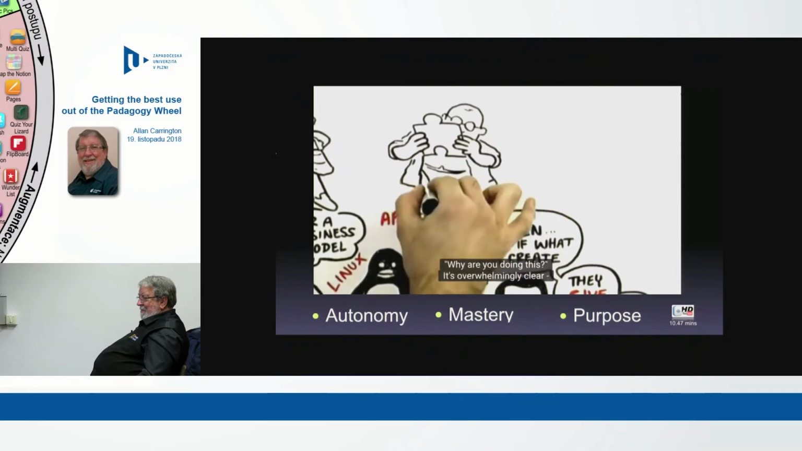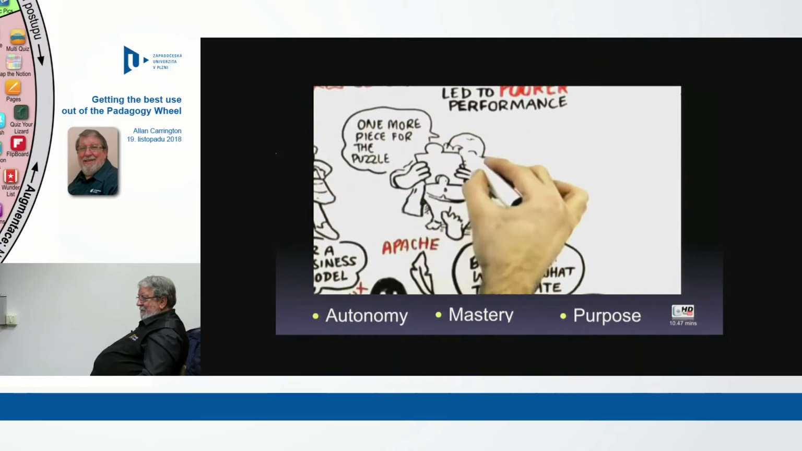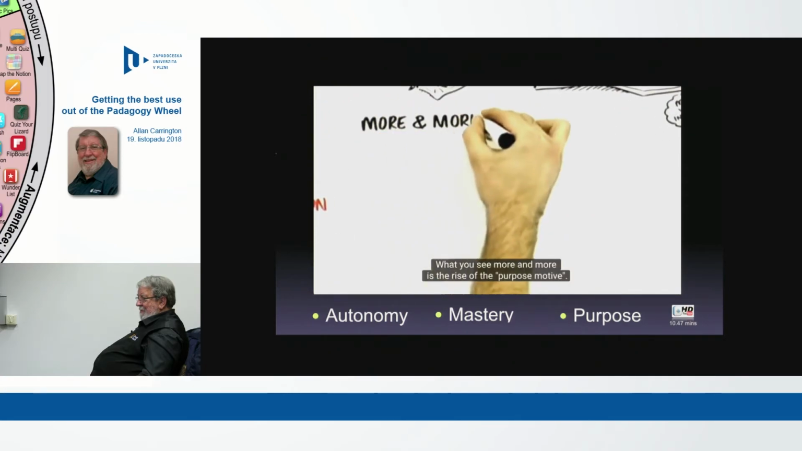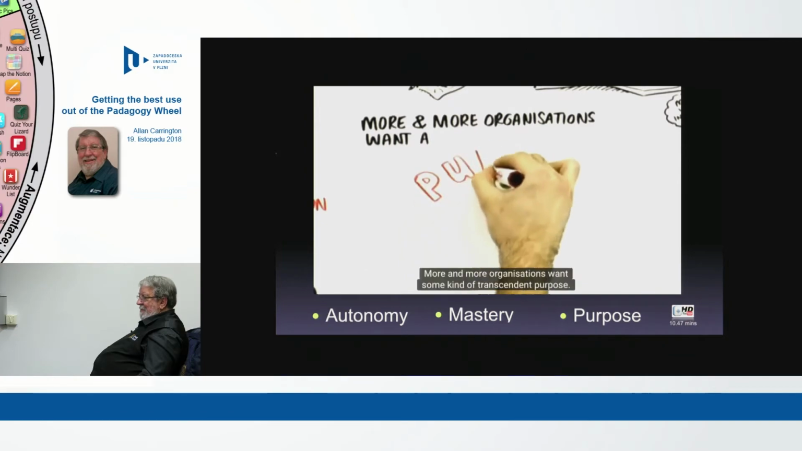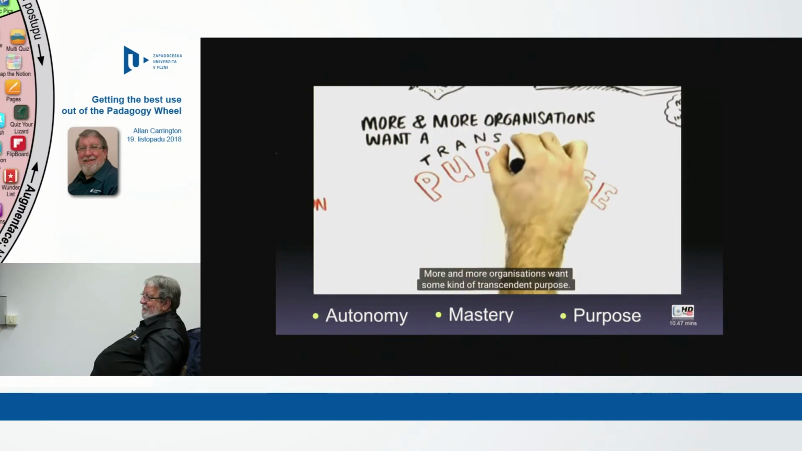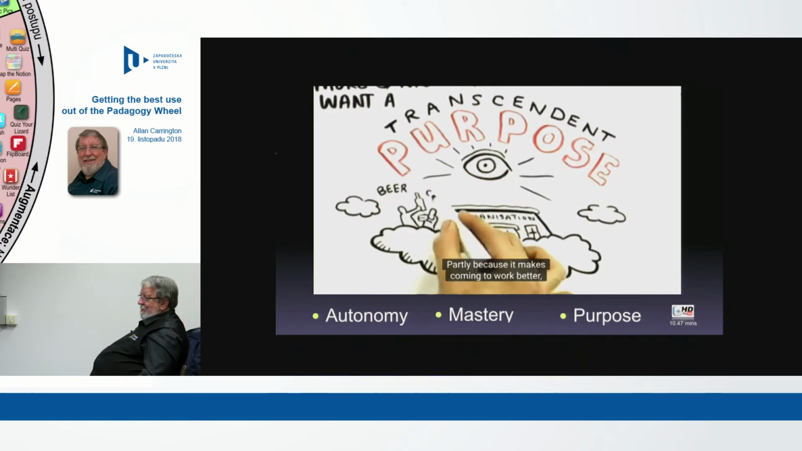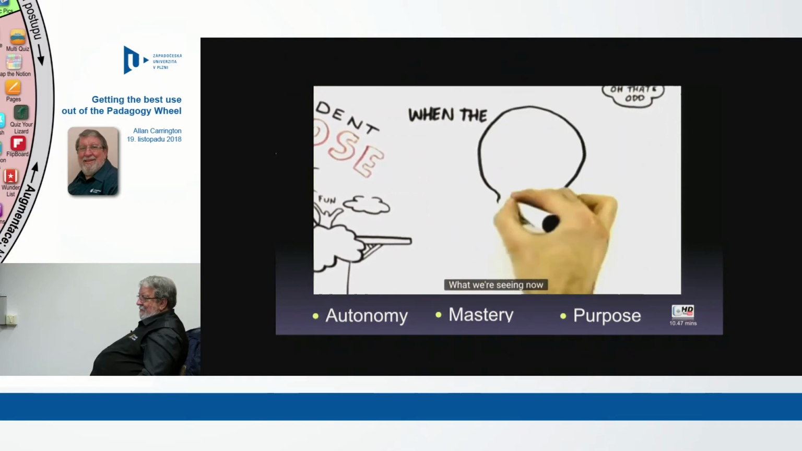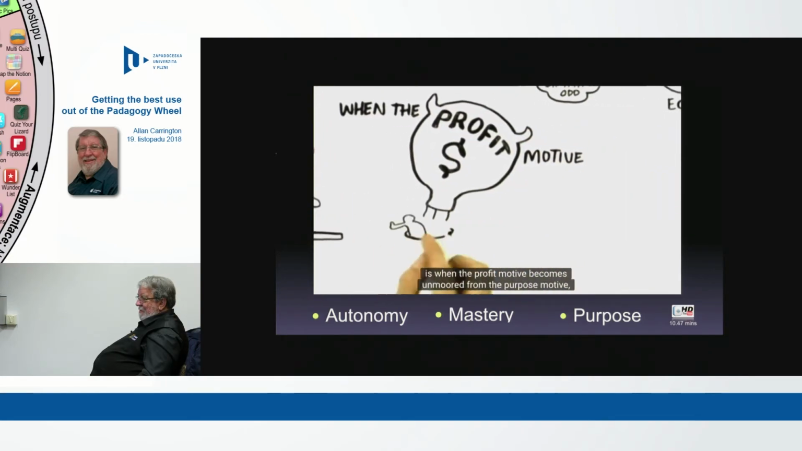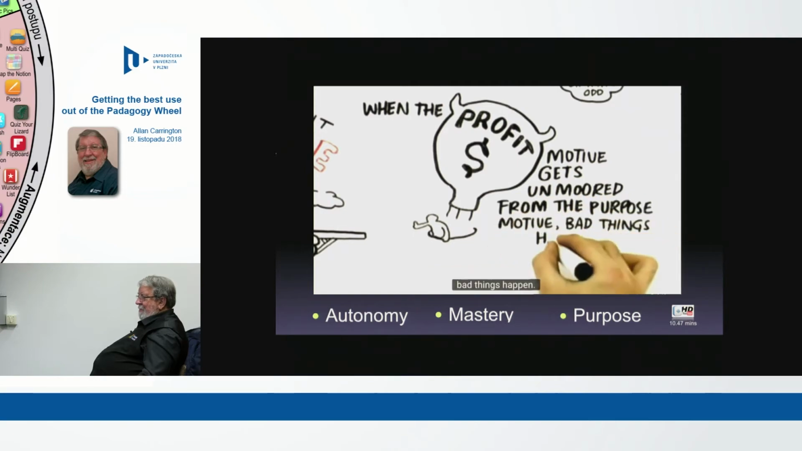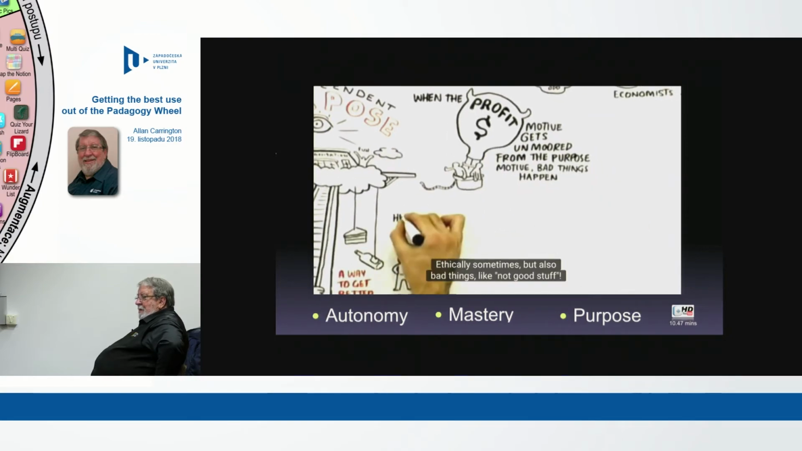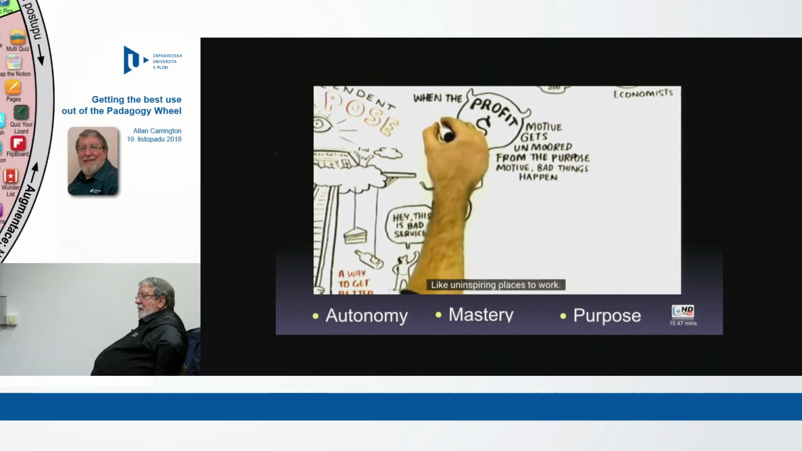Economists who look into it, why are they doing this? It's overwhelmingly clear. Challenge and mastery, along with making a contribution. That's it. What you see more and more is a rise of what you might call the purpose motive, is that more and more organizations want to have some kind of transcendent purpose, partly because it makes coming to work better, partly because that's the way to get better talent. And what we're seeing now is, in some ways, when the profit motive becomes unmoored from the purpose motive, bad things happen. Bad things ethically sometimes, but also bad things just like not good stuff, like crappy products, like lame services, like uninspiring places to work.